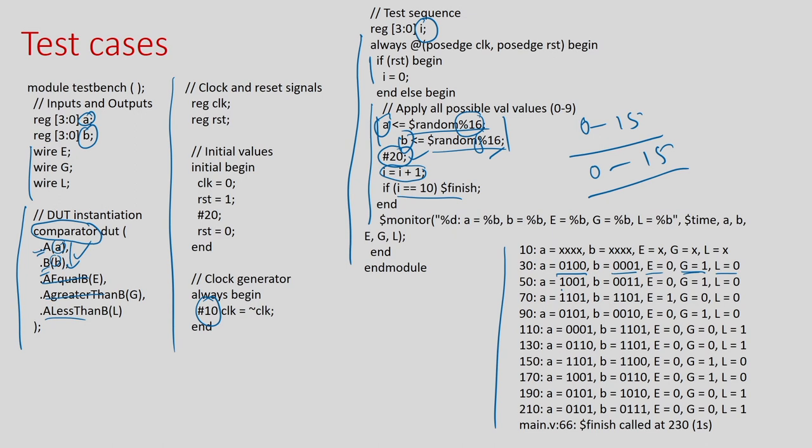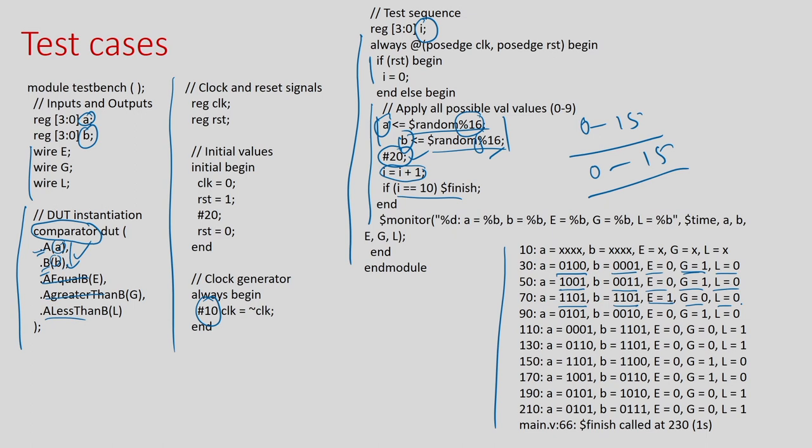Next, I randomly give A as 1001, B is 0011. Obviously, A is greater than B. So, again I got G 1, L and E 0. E means equal, G is greater than, L is less than. Next, A considered is 1101 and B is 1101. So, this is equal, right? So, I got E equal to 1, G 0, L 0.